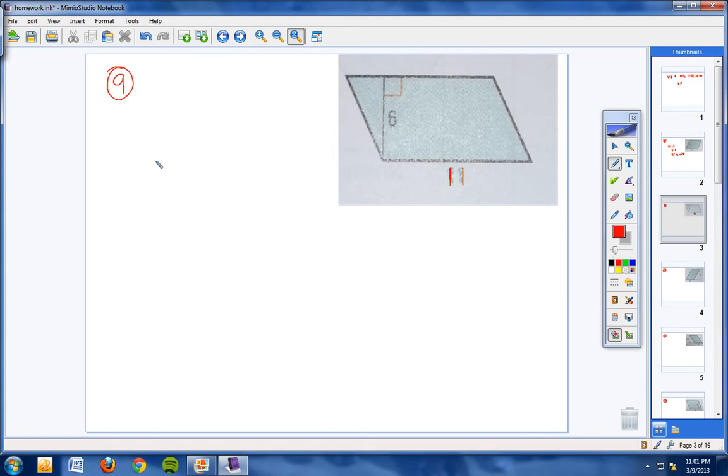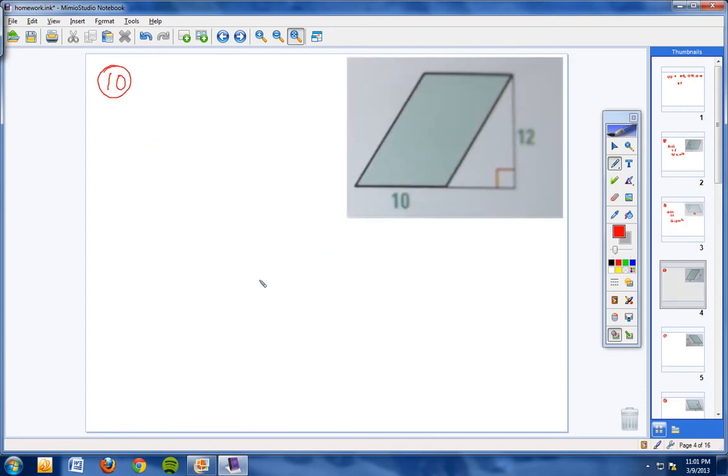We have a parallelogram. We're going to find the area of the parallelogram. The formula for the area of a parallelogram is base times height. Your base is 11 and your height is 6, and so your area would be 66. I am not going to keep saying square units over and over. We understand that area is square units every time.